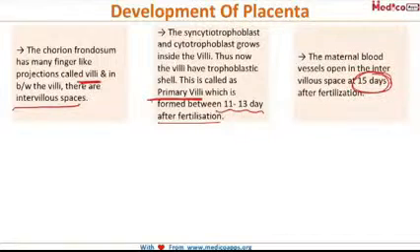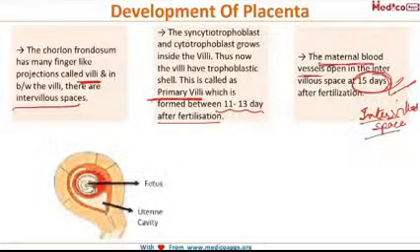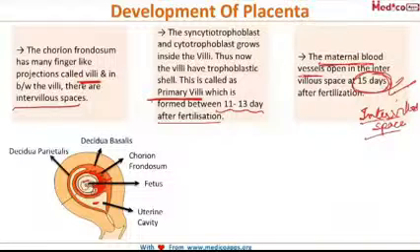So, if you are asked when the uteroplacental circulation is established, that is at 15 days of gestation, when the maternal spiral arteries open into the intervillous space. Now, we understand this again by the diagram. This is our fetus, this is the uterine cavity, and we have the Chorion Frondosum with the multiple finger-like projections called villi, and this is our Decidua basalis, Decidua parietalis, and this is our Decidua capsularis.